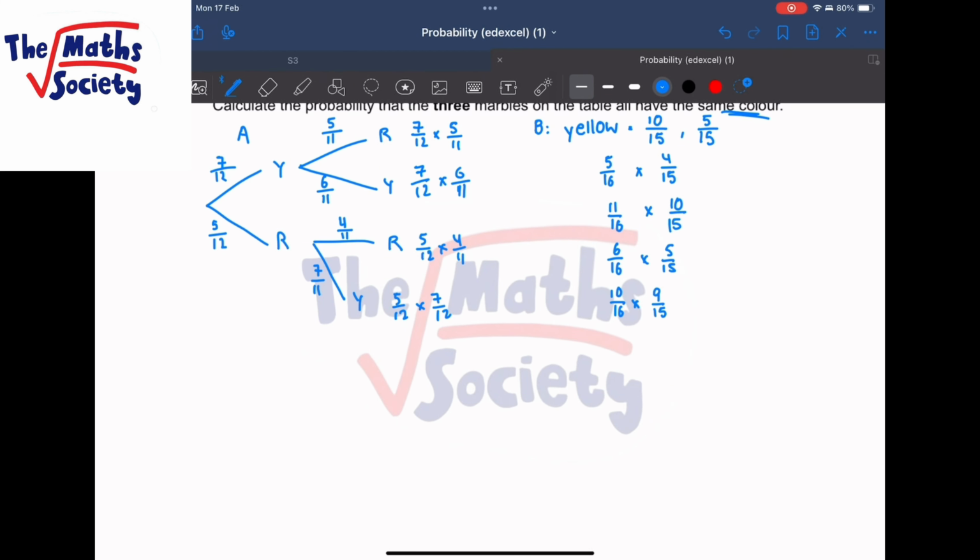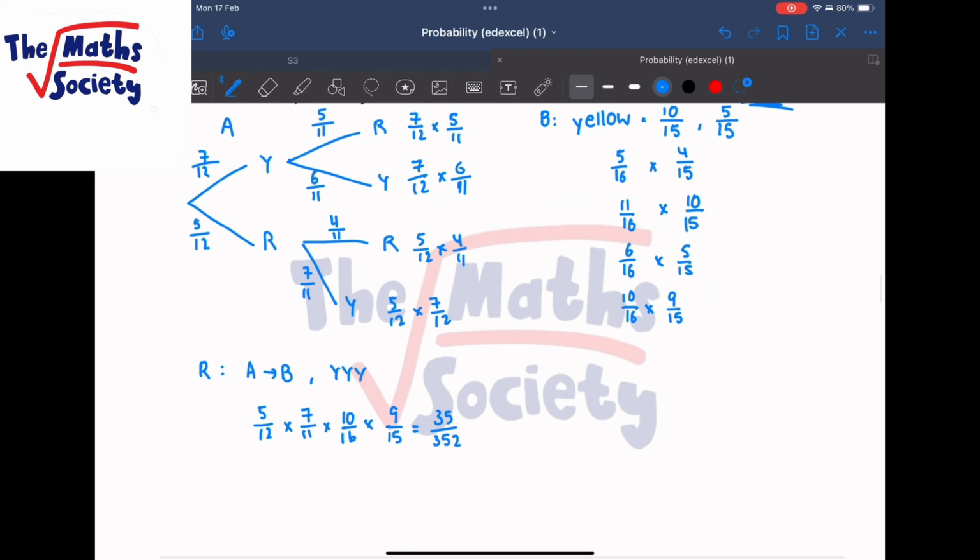So red, that goes from A to B, where you would get 3 yellows. That is going to be 5 by 12 multiply 7 by 11, 7 by 11 multiply 10 by 16, multiply 9 by 15. That should be 35 by 352.